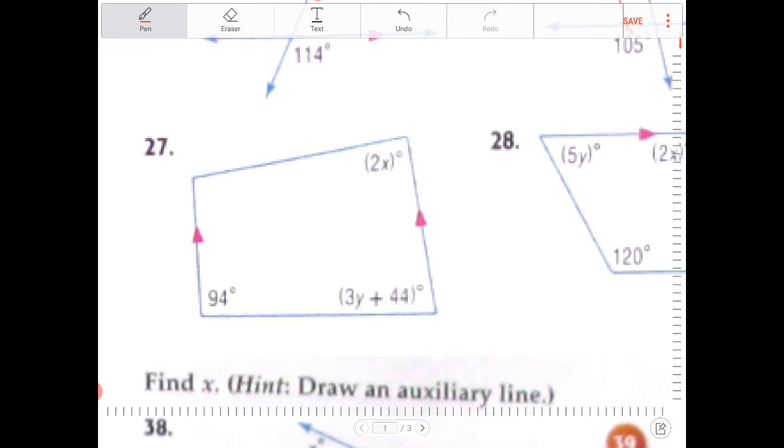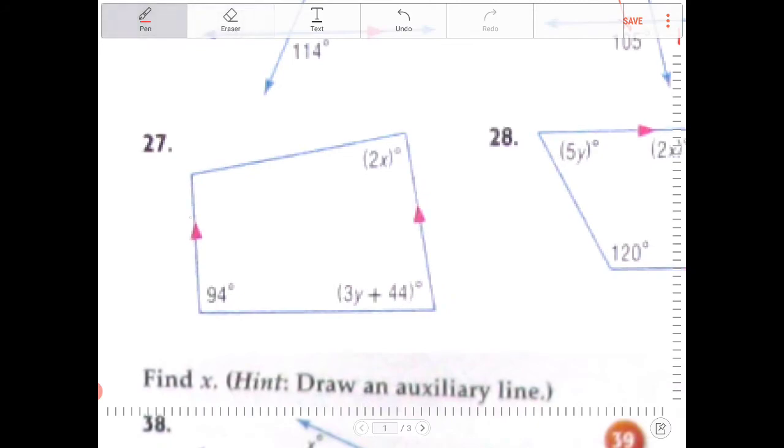Alright, so notice that this line here and this line here, they are not parallel. They are transversals. I have two parallel lines right now. I can now solve for y. How can I do this?